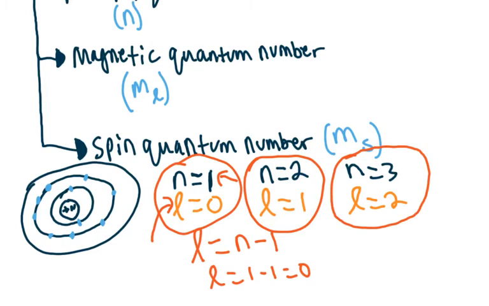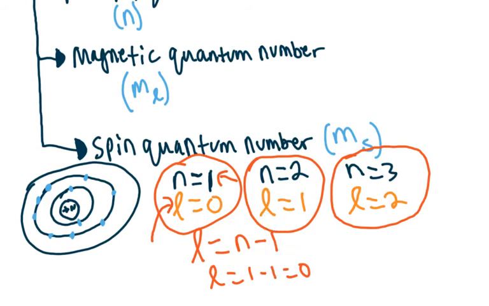Before we go on, we can see that we get our azimuthal quantum number, our L values, based on the principal quantum number. So our principal quantum number decides what the angular momentum quantum number is going to be. And we just saw that it's n minus 1. Our angular momentum quantum number is equal to our principal quantum number minus 1.